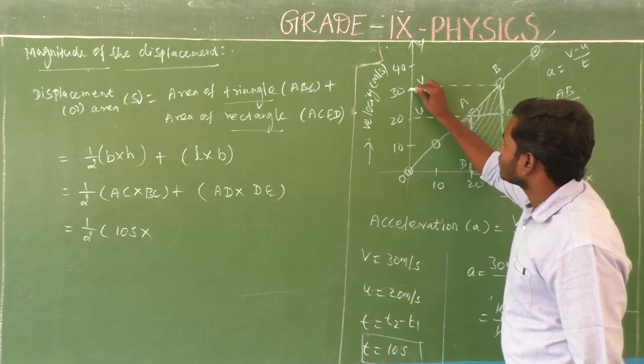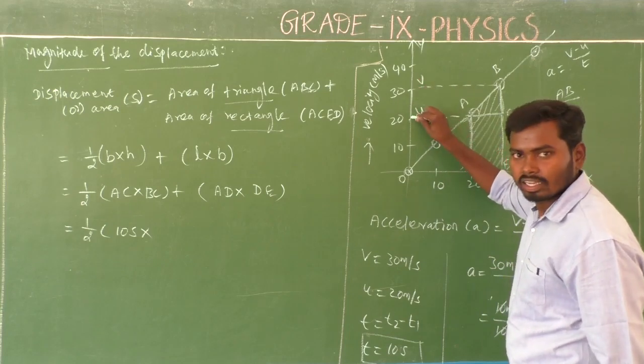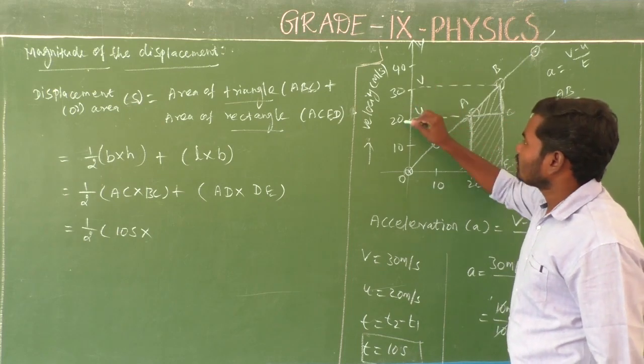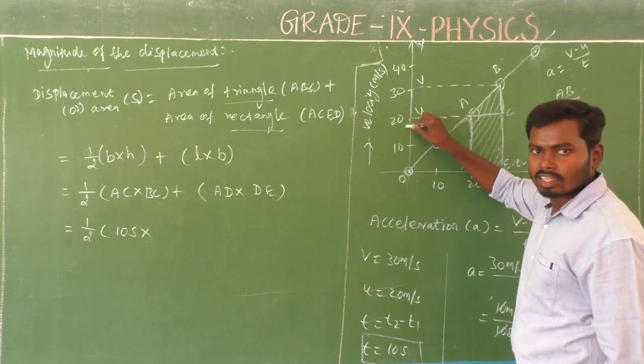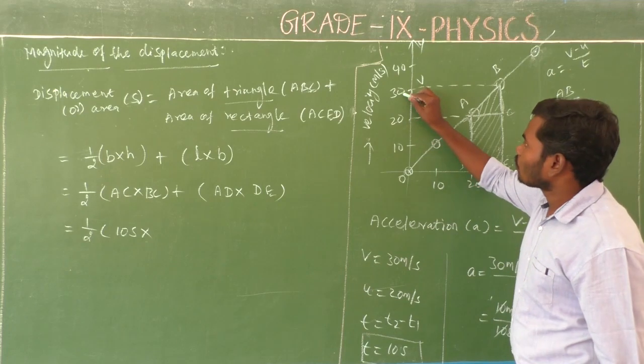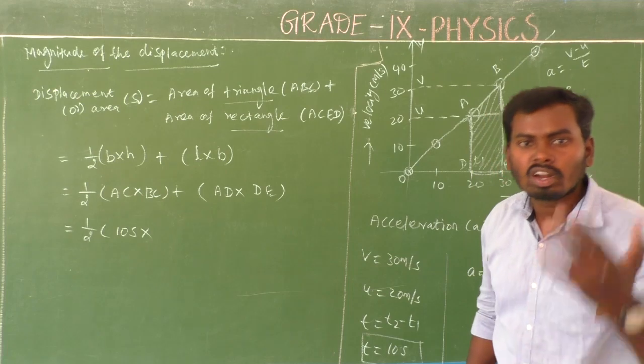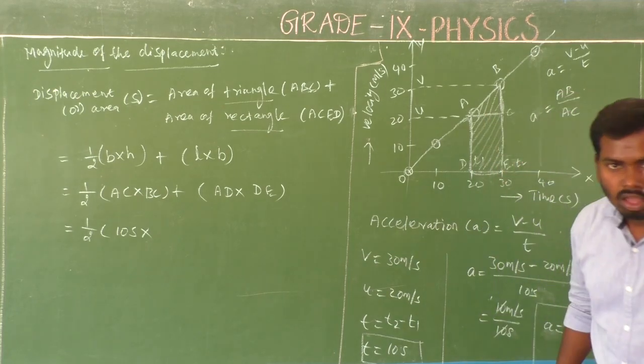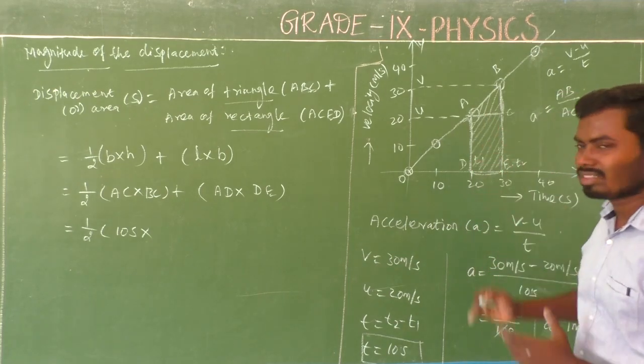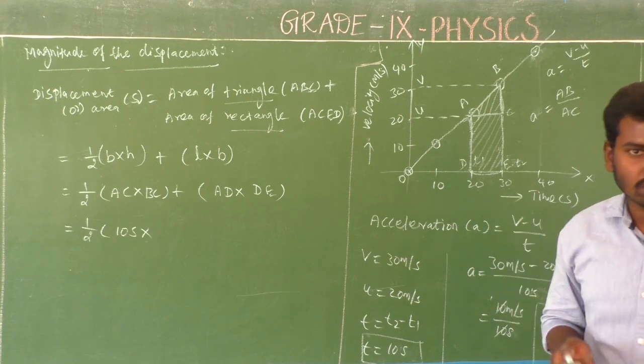Which one? This is final velocity minus initial velocity. Is it clear? Yes. So this is final velocity, this is initial velocity. Final velocity minus initial velocity is equal to change in velocity. So final velocity 30 meters per second, initial velocity 20 meters per second, so 30 minus 20 is equal to 10 meters per second. Is it clear? Very, very important. This is just a common thing. Don't get confused.